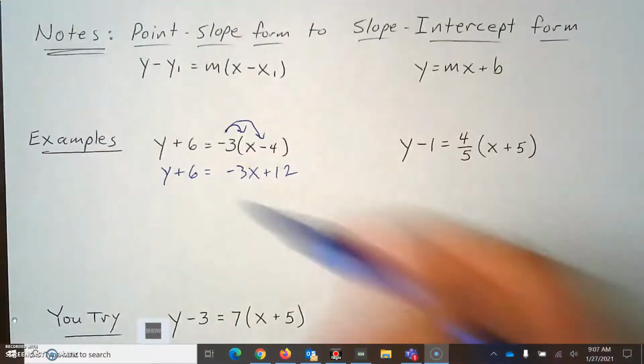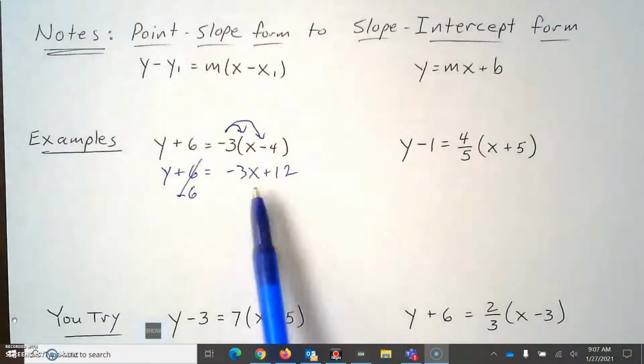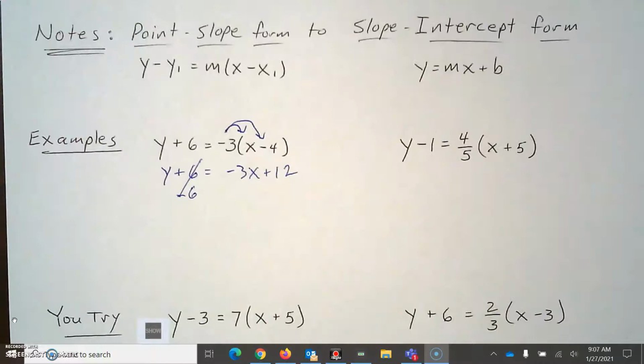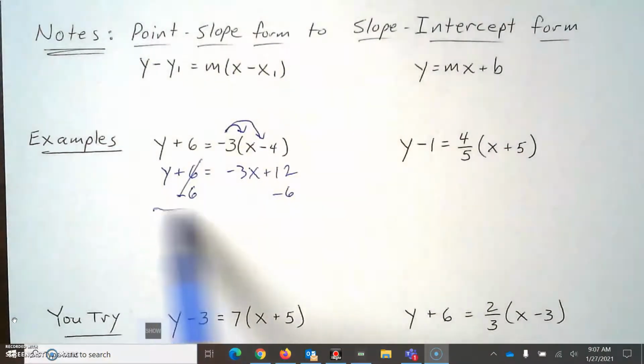It's a plus 6, so I'm going to do minus 6. Now, where do you think I should write minus 6? Under the negative 3x or under the 12? Well, let's see. 6 is a number. I think I'll write it under the number. Okay, so that's the thinking behind this.